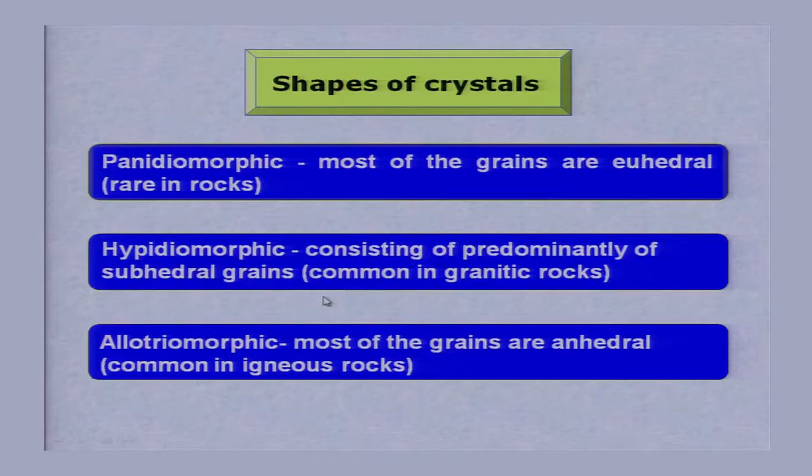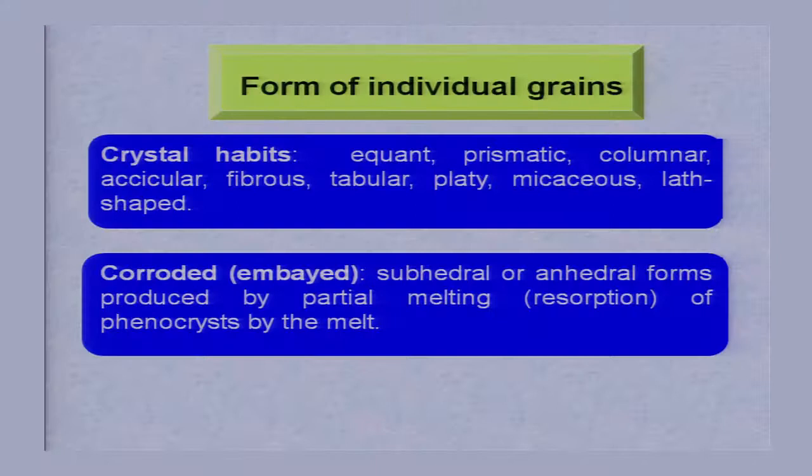The third type is allotriomorphic texture. Most of the grains are anhedral, and these anhedral grains are distributed throughout the slide. As a result, allotriomorphic texture is formed. The form of the individual grain is very important, and I will discuss it separately as crystal habit. What is crystal habit? Crystal habit may be of different kinds.